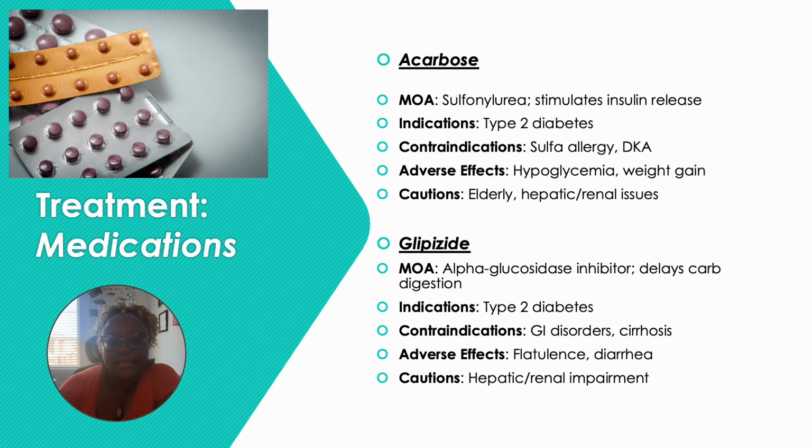Your glipizide, this is your alpha glucosidase inhibitor. This delays carb digestion. So the indication for this one is type 2 diabetes. Contraindications are GI disorders and cirrhosis. Adverse effects, flatulence and diarrhea. We want to use this drug cautiously in patients with hepatic and renal impairment.